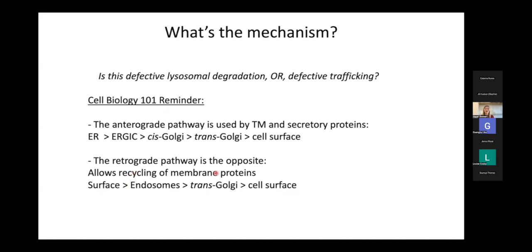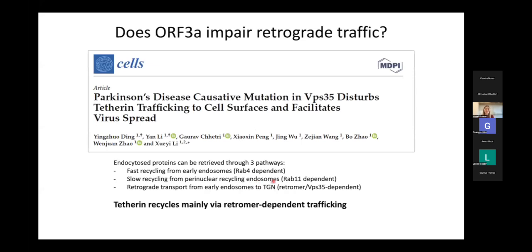And this recycling of membrane proteins occurs in three main ways, which I'm not going to go into detail here. But in another paper totally unrelated to coronaviruses, they found that Tetherin mostly recycles via the retromer complex. So this retromer complex is the retrograde transport. So it moves transmembrane and membrane-associated proteins from early endosomes back to the TGN. So if we know Tetherin recycles mostly in this way, is it possible ORF3a is actually messing up the recycling process as opposed to preventing lysosomal degradation?